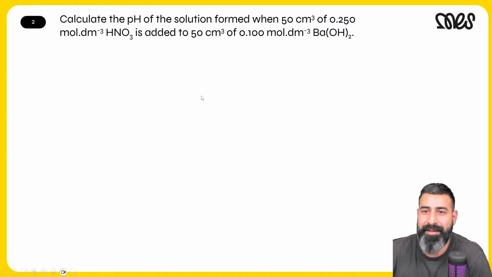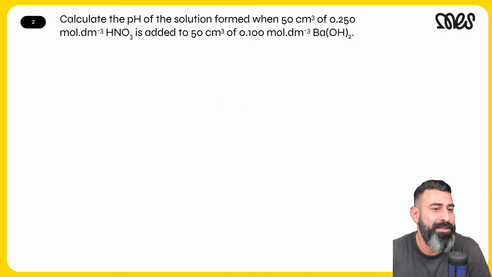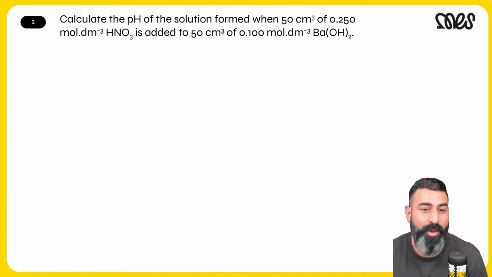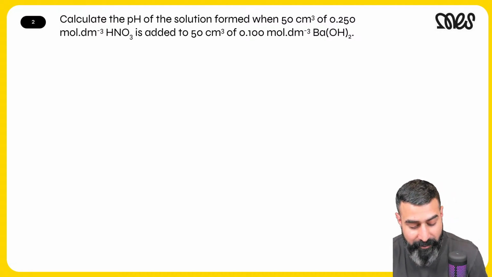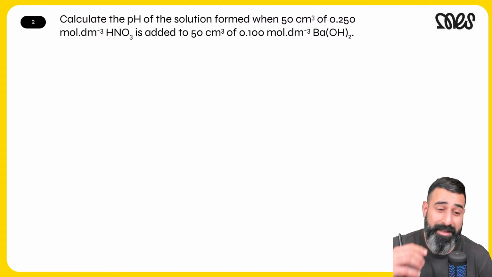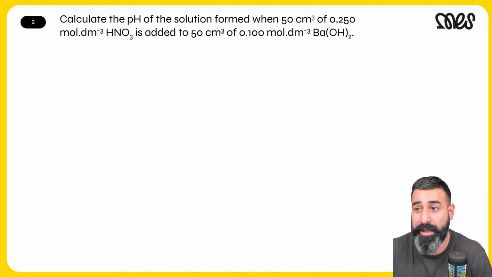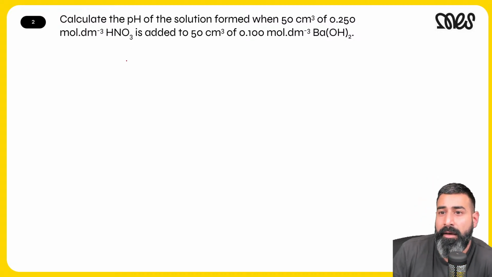Let's do a hard one to finish on. Because if you train hard, you'll fight easy. And what that means is, I think it's a motto of the SAS, so I've just made it up that it is. But if we do hard questions like this, when it comes to the exam, it's going to be so easy for you guys because you're prepared. Okay. You've got to calculate the pH of the solution formed when you add a given volume of nitric acid to 50 centimeters cubed of the barium hydroxide.